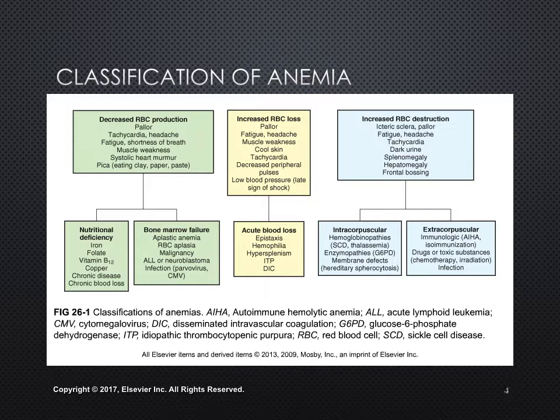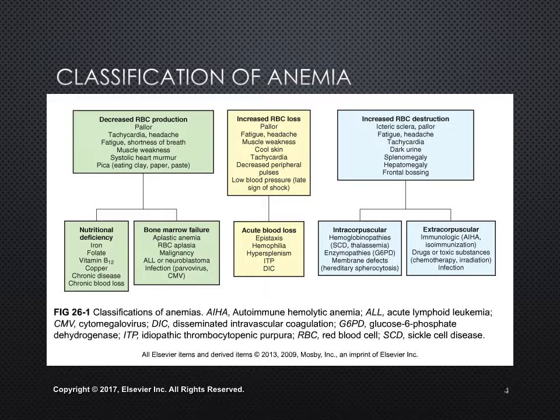So we look at this little schematic that's in your book, and you can see that it talks about how we may have pallor and tachycardia, headaches, fatigue, those kinds of things, and they're associated with nutritional deficiencies or bone marrow failures. When we have increased red blood cell loss, we also see pallor, fatigue, headache, muscle weakness that can be related to the acute blood loss, which could be caused by nosebleeds or hemophilia.